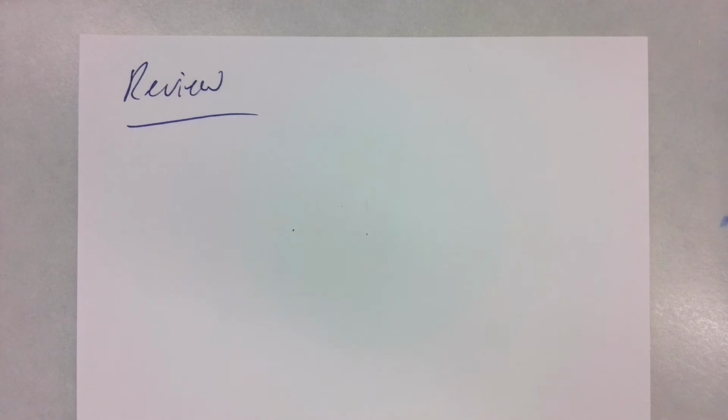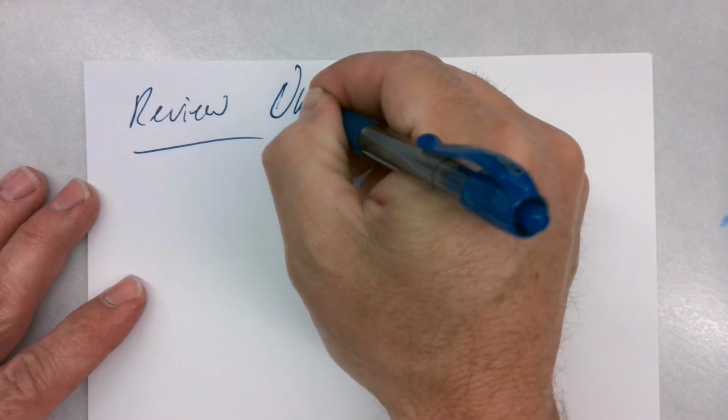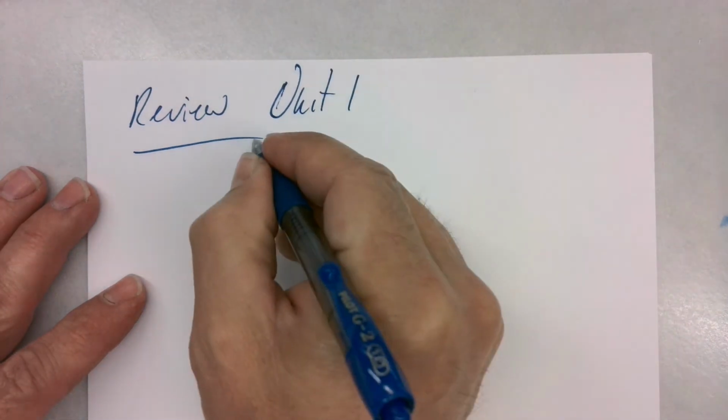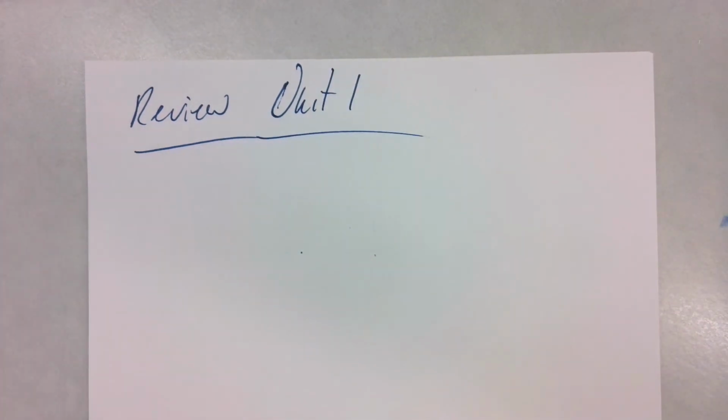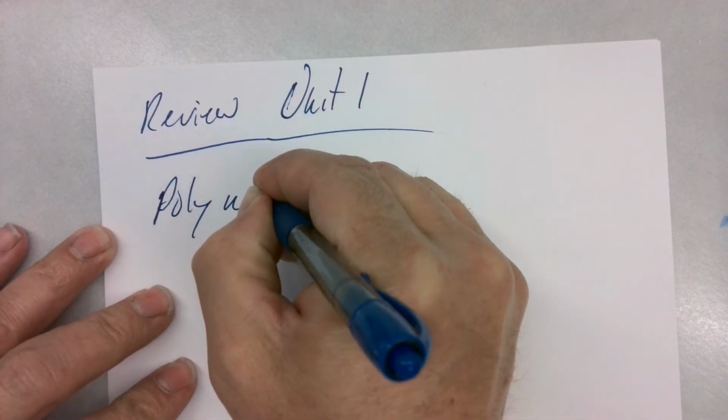But what I wanted to do is go back and say, okay, who can remember what we've talked about this unit already? So this is going to be review unit 1. Anybody think of some things we could write down to kind of remember? Yeah, that was going to be my very first word, polynomials.